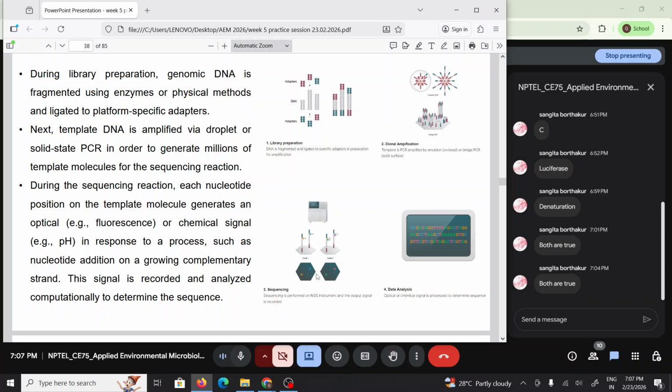For this we use optical systems or electrochemical systems. This is basically the next generation sequencing. And finally, you record the signals, do the analysis and find out the sequence, and after that you compare it. All of this comes under data analysis.